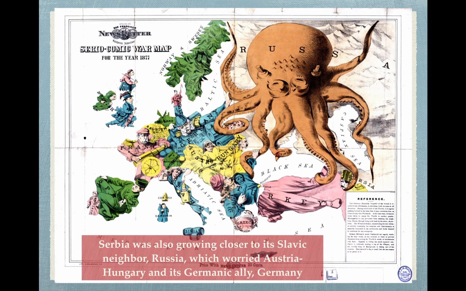Now, this worried the Austria-Hungarian Empire and the Ottoman Empire, partly because this would create a new Serbian kingdom, which could challenge them for power, but also because Serbs were Slavic, and Russia was an ally of Serbia, and in many ways the Austro-Hungarians and the Ottomans thought that a separate Serbian kingdom would mean increasing Russian influence.